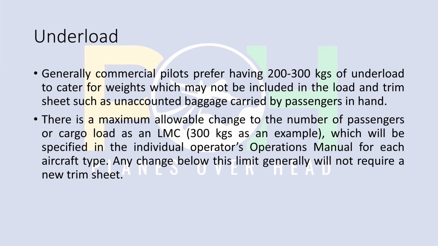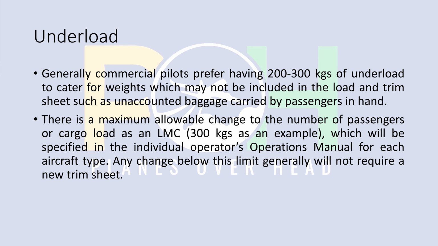Generally, commercial pilots prefer having 200-300 kilograms of underload to cater for weights which may not be included in the load and trim sheet, such as unaccounted baggage carried by passengers in hand. Sometimes passengers pick up items at duty free at the airport, and they may have an allowed baggage limit of 7 kilos, but they're probably carrying 10. So it's unaccounted for. Pilots prefer having that underload so that it balances the extra load that passengers are probably carrying.